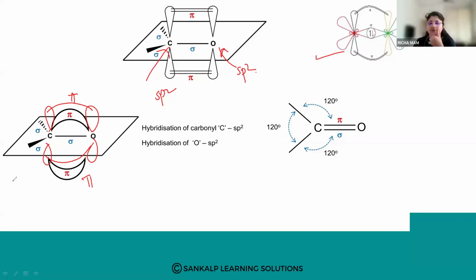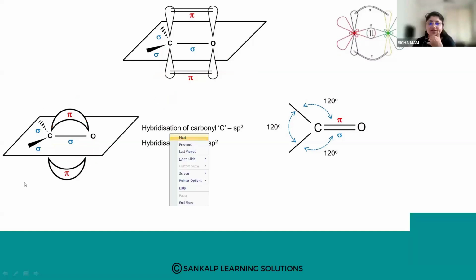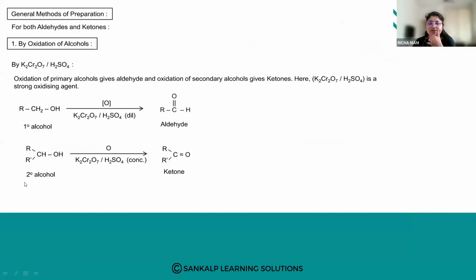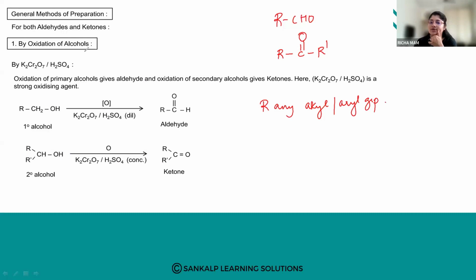Okay, so let us start. Next is the preparation of aldehydes and ketones. How can we prepare aldehydes? Don't forget what an aldehyde is: an aldehyde is RCHO, and a ketone is R-C double bond O-R'. Your R can be any alkyl or aryl group. Remember these things, don't forget.